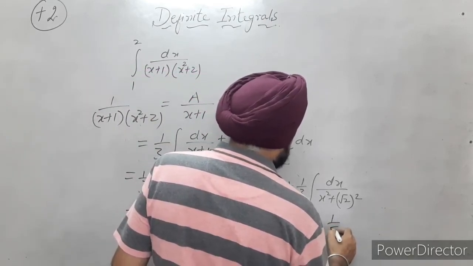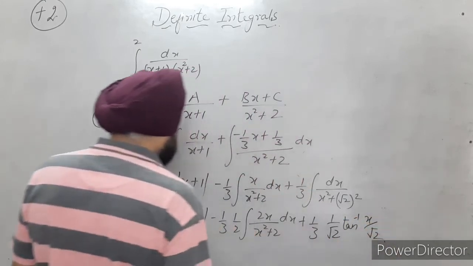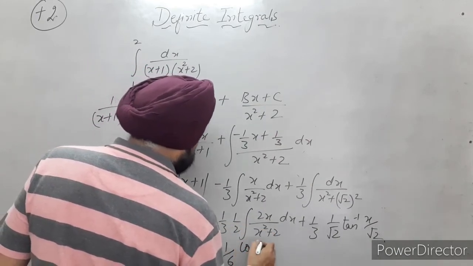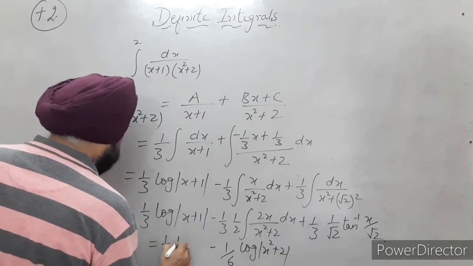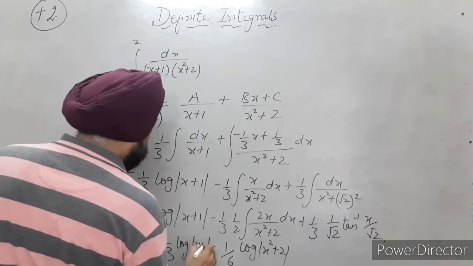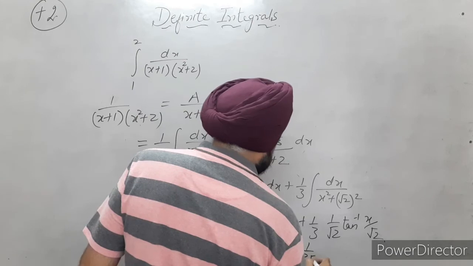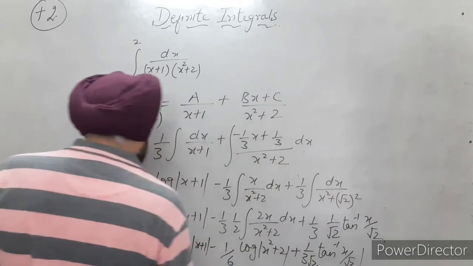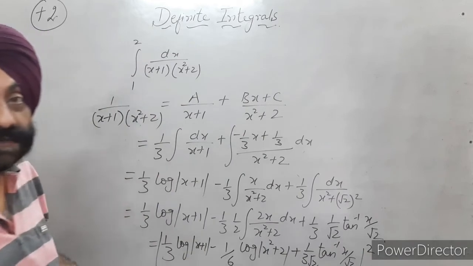Plus 1 by 3, apply the formula 1 over a tan inverse x upon a. Now this is minus 1 by 6 log of the base, and positive 1 by 3 log (x plus 1), right? This is log (x plus 1) minus 1 by 6 log (x square plus 2) plus 1 by 3 under root 2 tan inverse x by under root 2. Now the limits are 1 to 2. Fill the limits to get the final answer.